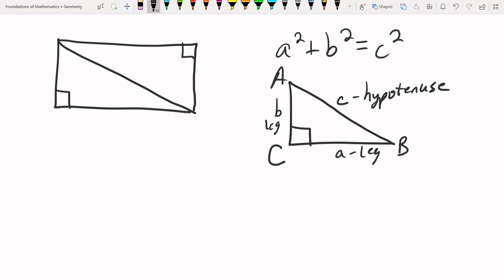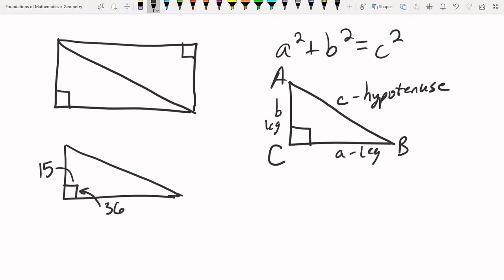Let's say we have a triangle. Since I'm drawing it, I don't really know if it's accurate. We have 15 and 36. Now 15 and 36, these are both legs of the triangle. That's because they are touching the right angle. That means they're legs. That means the thing that we do not know is the hypotenuse c.